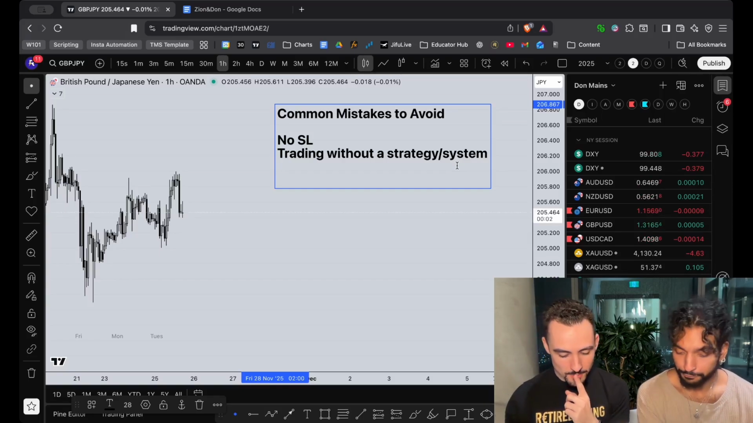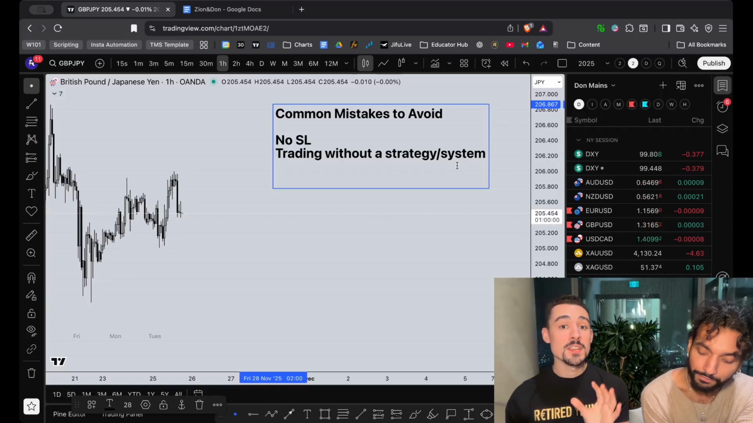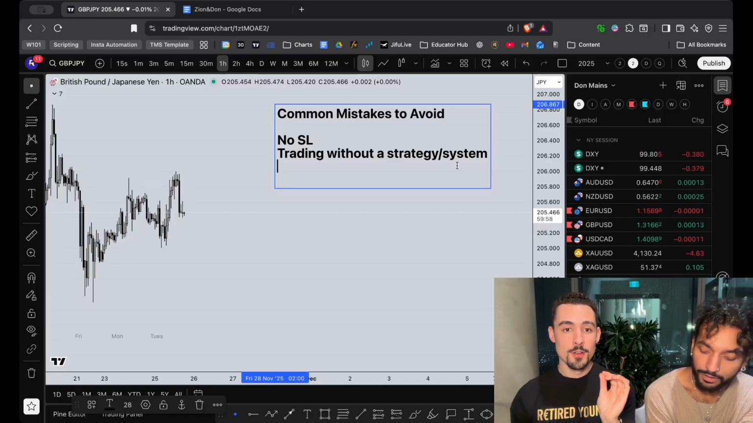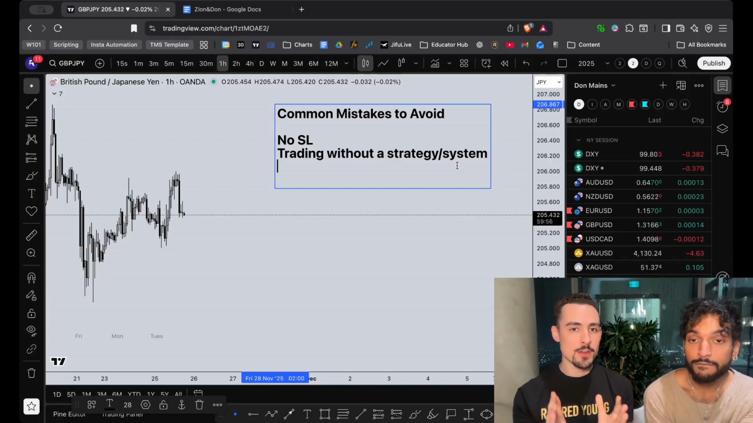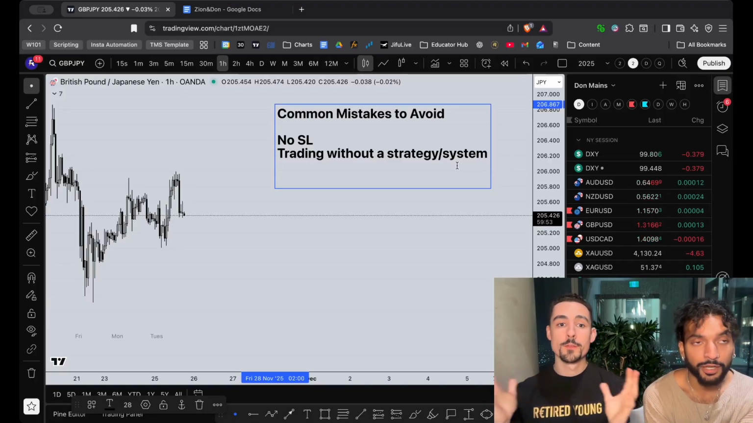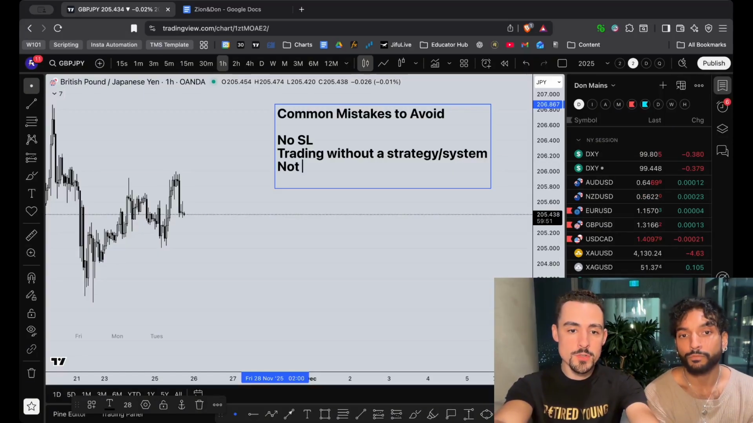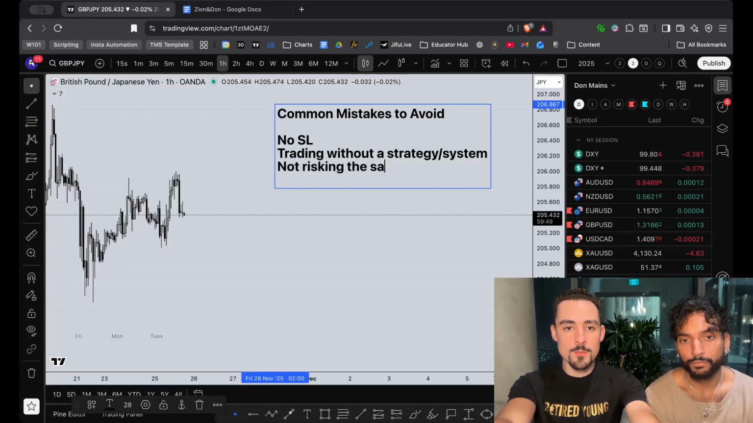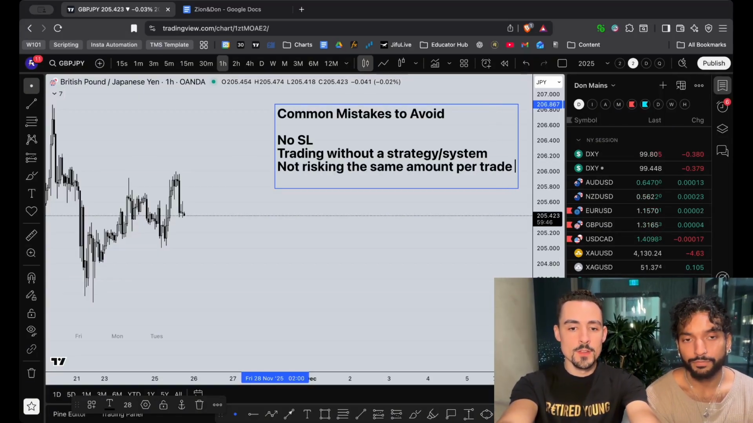The next one, this is a good one, is not risking the same R per trade, not risking the same dollar amount, not risking the same percentage, whatever it is, per trade. This is huge. So I'm going to say not risking the same amount per trade. And this has to do with R.